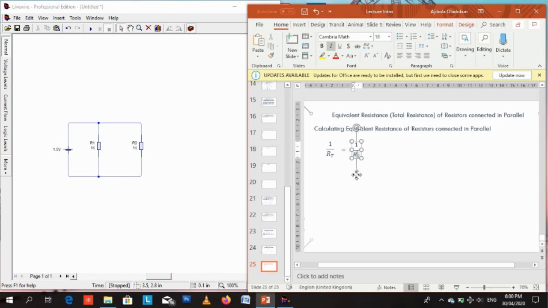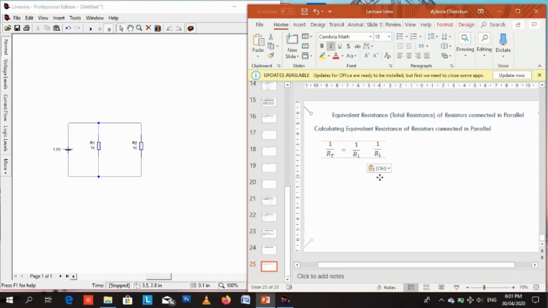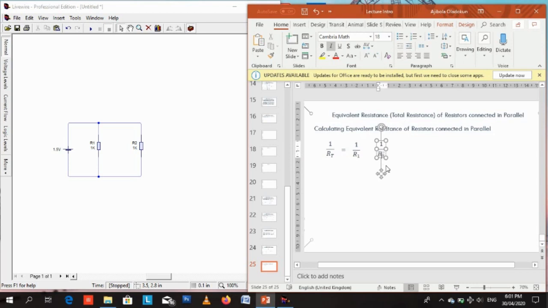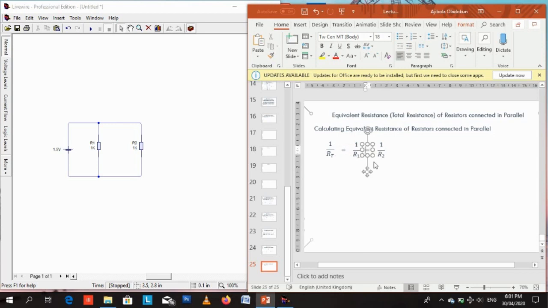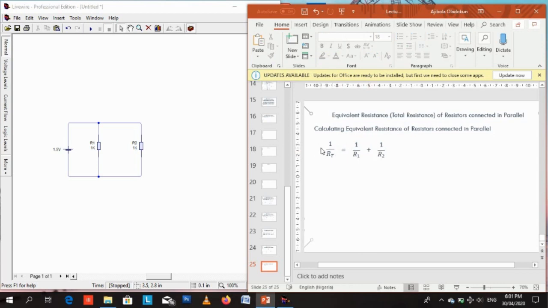1 over RT, that is 1 over total resistance, equal to 1 over R1 plus 1 over R2. That is exactly what I'm trying to do now. It's taking a while to generate this on PowerPoint. So this is the formula for resistors in parallel. If you have two resistors in parallel, this is the formula you use if you want to get total resistance. So 1 over RT, where RT is the total resistance, equals 1 over R1, the first resistor in parallel, plus 1 over R2, the second resistor in parallel.